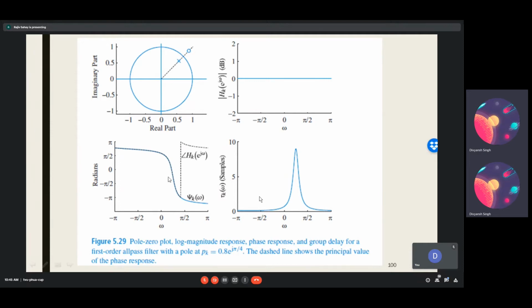And if you take the derivative of this phase response, you will get the group delay. Our formula for the group delay is minus the derivative with respect to omega of the unwrapped phase response, minus d psi by d omega, which is equal to group delay, tau of omega. Initially the slope is almost 0, and then the slope suddenly increases. That is what happens here.